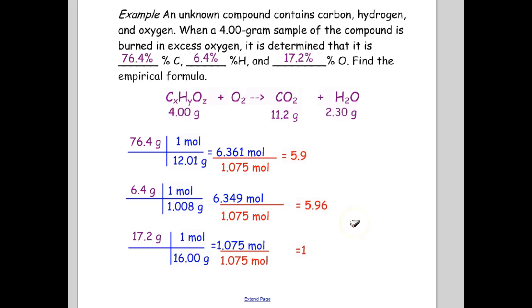And we end up with numbers that are not really one of those fractions we looked at. Remember, this is an experimental science, and there could be small amounts of error. So 5.9 and 5.96, those are really 6. The formula is C6H6O.